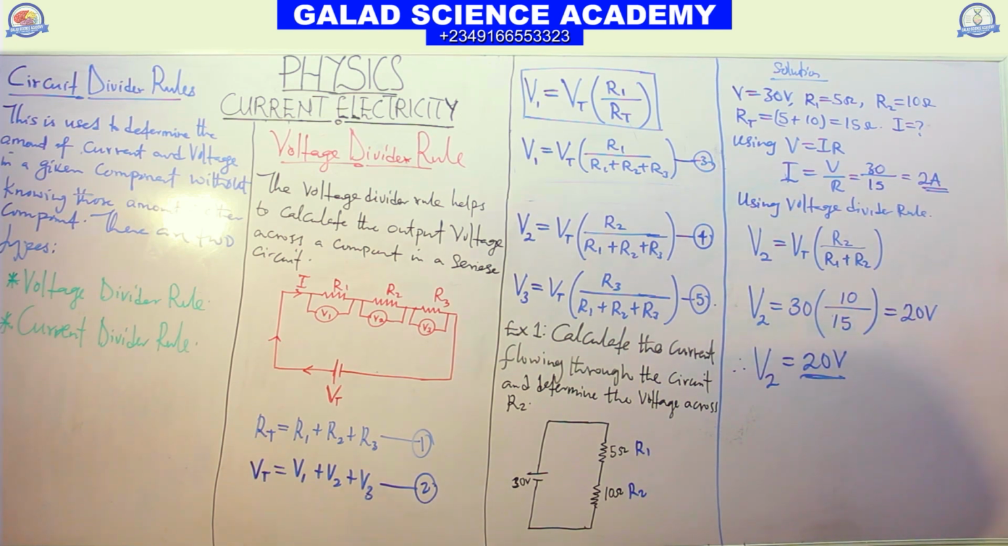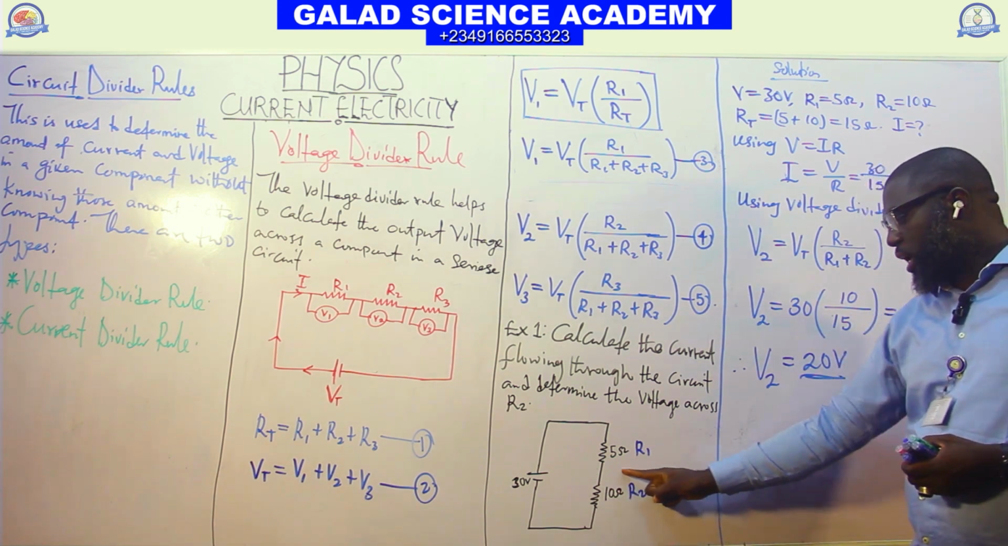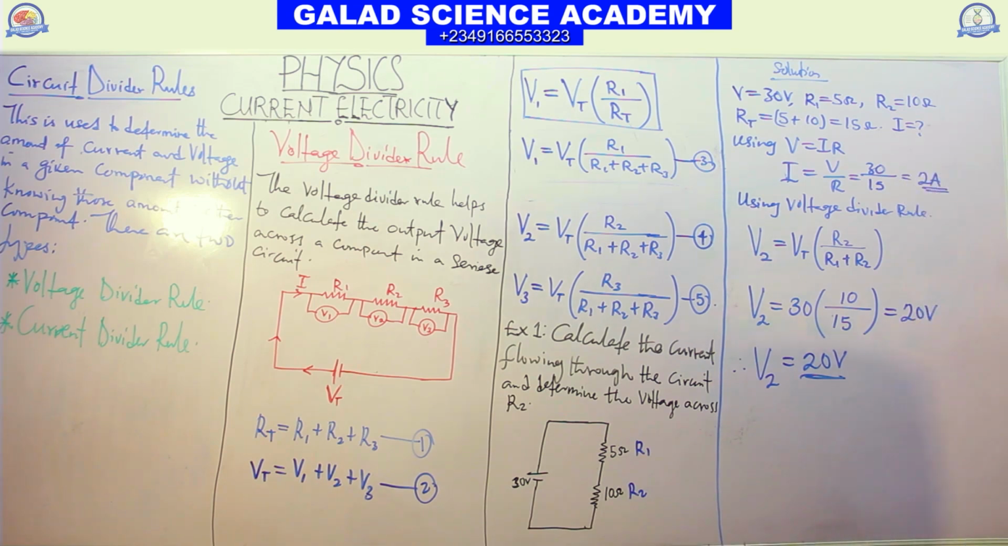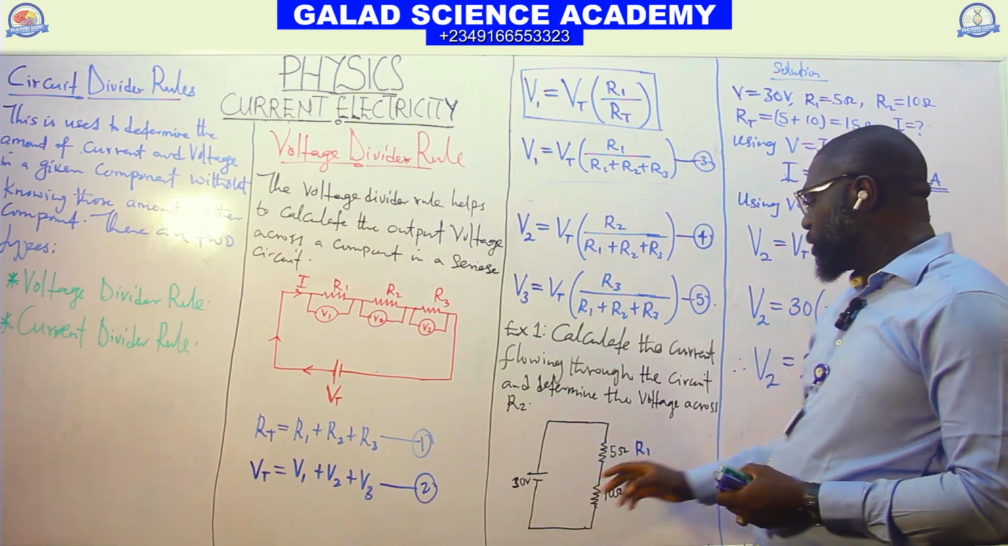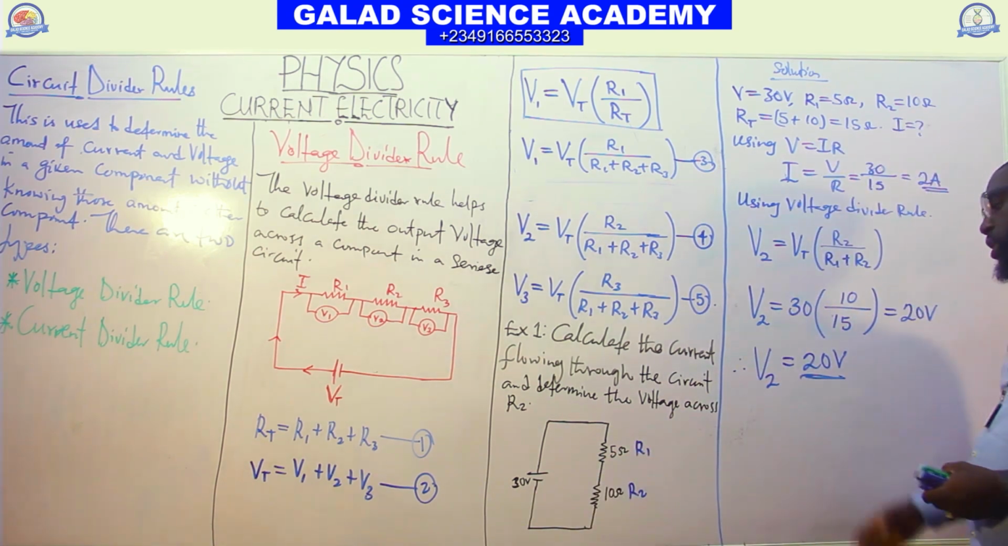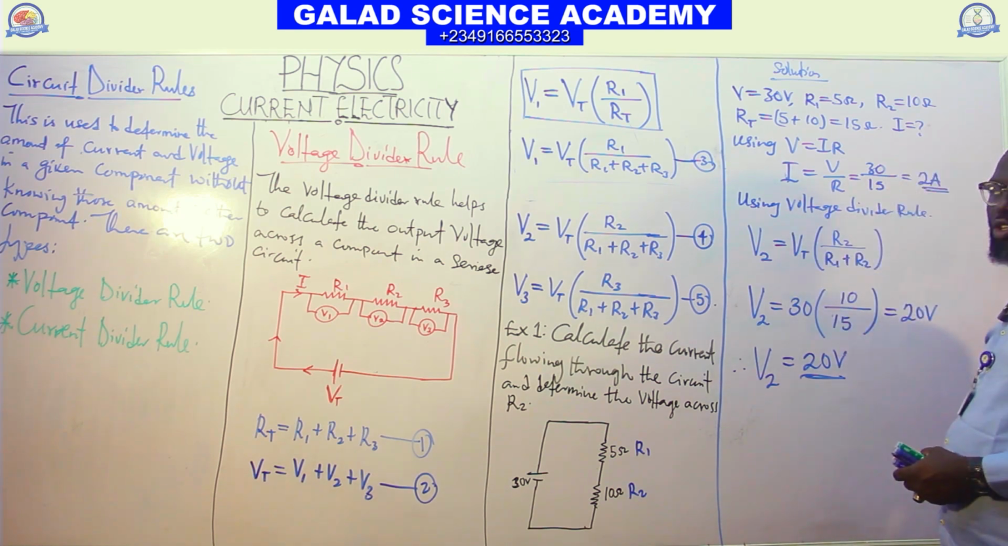So that is the voltage across the R2. If voltage across the R2 is 20 volts, what will be the voltage across the R1? Subtract 20 from 30, the R1 will be 10. So let's solve two or more questions on voltage divider rule.